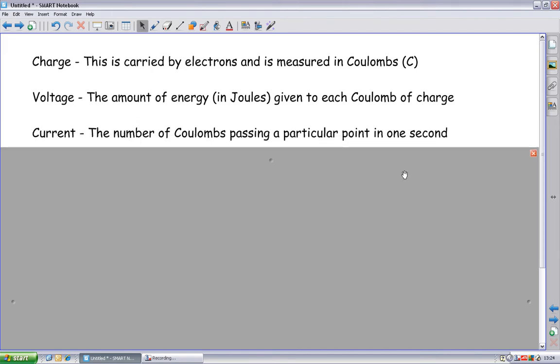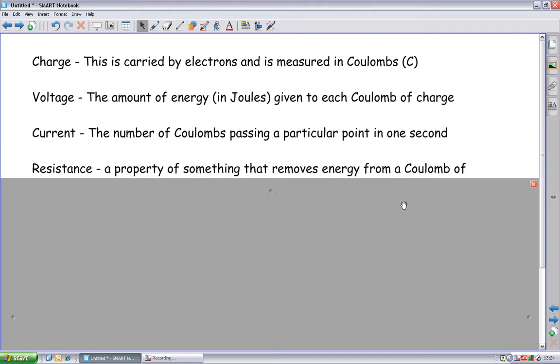Current is the number of coulombs passing a particular point in 1 second. This is the flow of charge around a circuit. Remember that a circuit is absolutely filled with electrons, so in order for one electron to move, generally speaking, another one has to move out of its way. That's important.